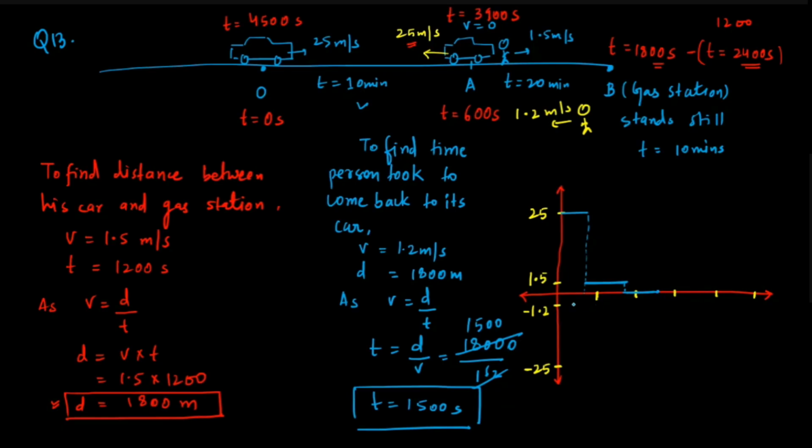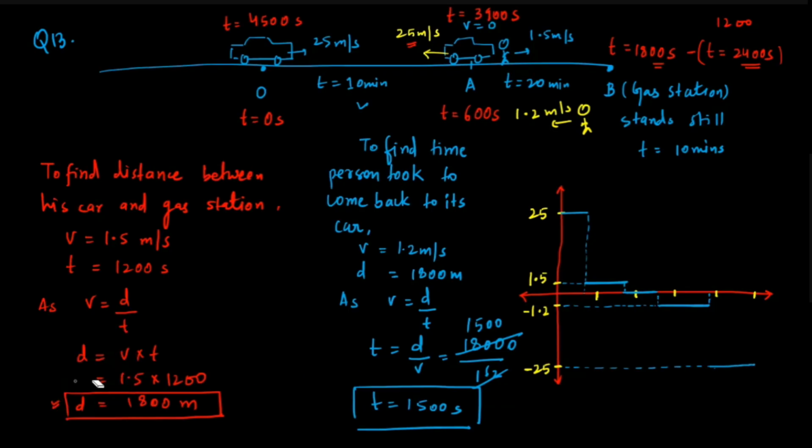So from this point, again a straight line in the negative direction, we'll mark it like this. Then again, it is coming back at the same rate as before. So it is going to be negative 25. So if you're drawing it on a white paper, you can use this particular method.